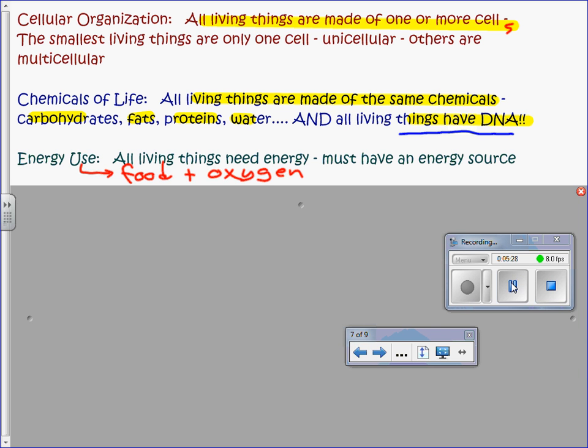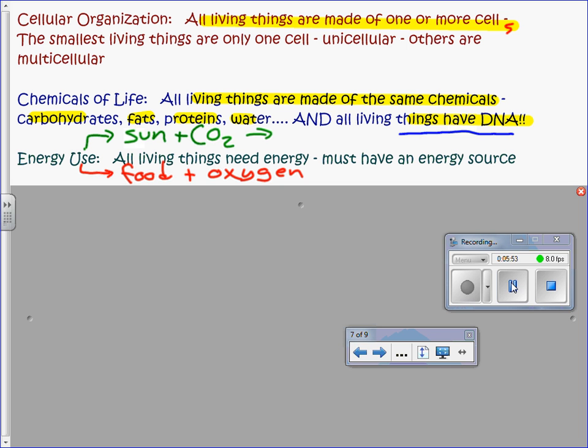Almost always when I ask people to brainstorm, they say living things breathe. But that's not actually one of the characteristics, but the whole reason we breathe is to get oxygen to break down the food. Because what do plants do? Where do plants get their energy? The sun plus carbon dioxide, they make food to get energy out of. So some living things get energy from the sun and carbon dioxide.